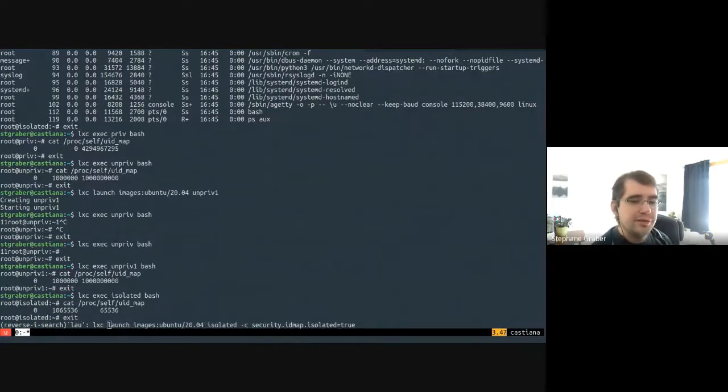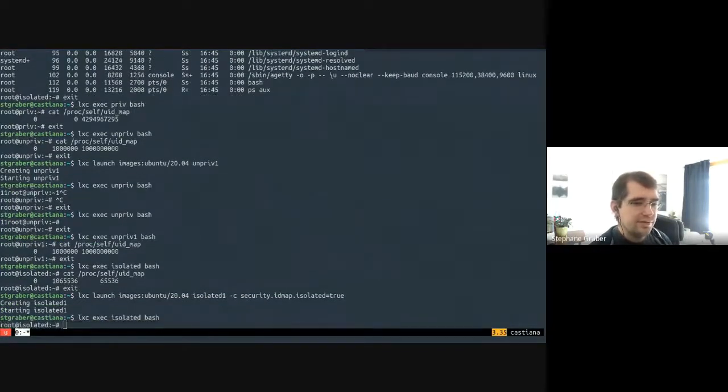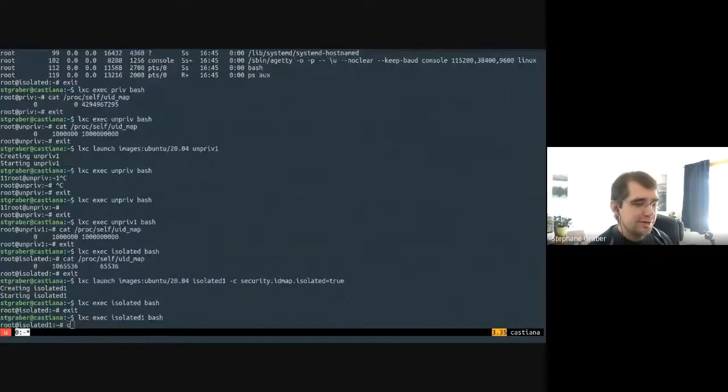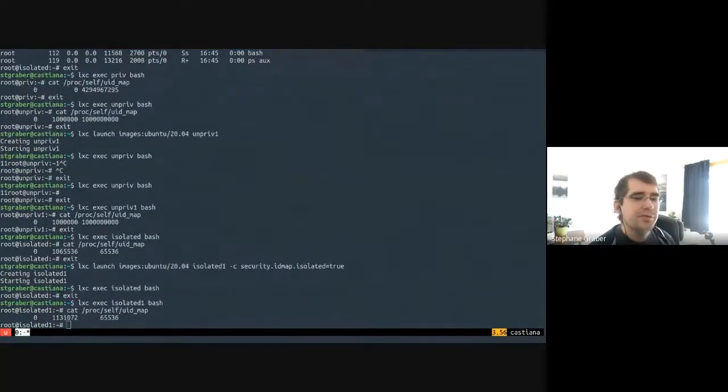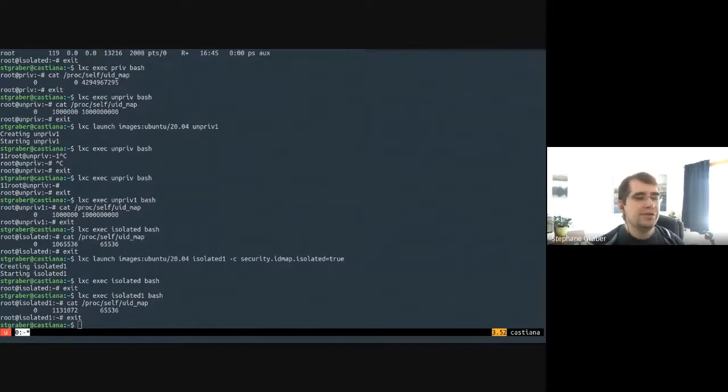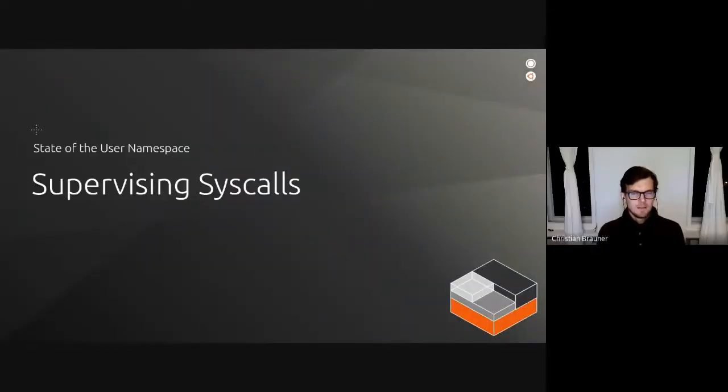Now, if we were to launch a second isolated one, and I enter the right one, we can see it's got the next slot, effectively the next offset. So isolated containers never share maps, and that works fine in the current state of things. But obviously, the new kernel-enforced isolated containers will make that so much nicer by not having something like LXD do all of that math. That map isn't even required anymore, luckily.